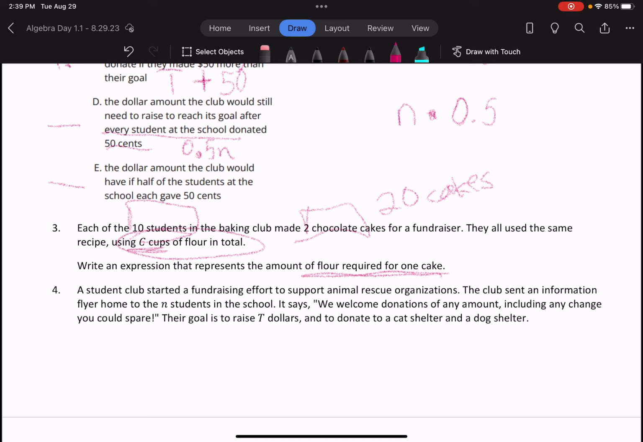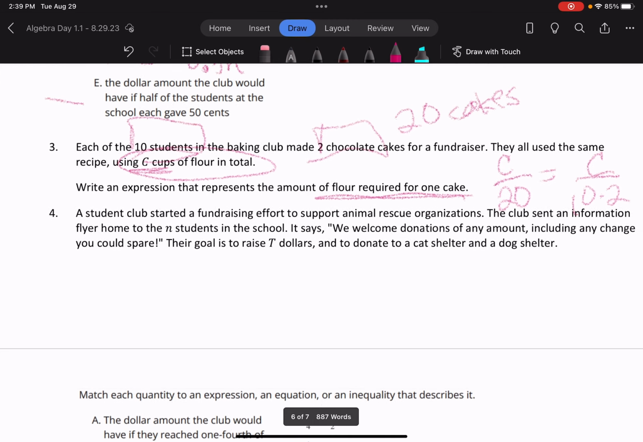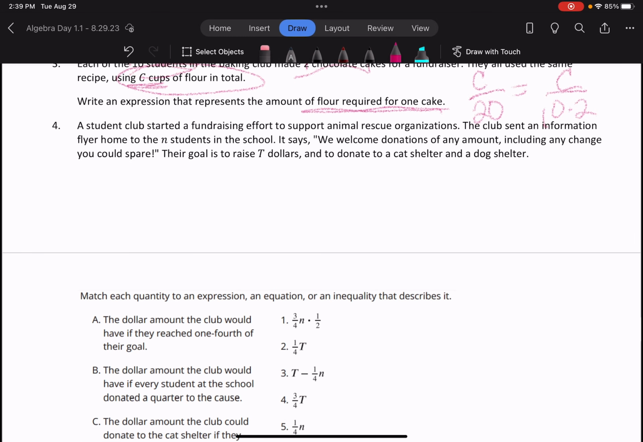If we're doing per cake, we're doing division here. So I'm going to have C, that's the total number of cups, divided by the number of cakes, 20, because that'll give us cups per cake. Now, you could have also written this as C over 10 times 2, because that is the same thing. Remember we saw that earlier in our class today as well, where you can write it both ways. They're both correct because they equal each other. They're equivalent.